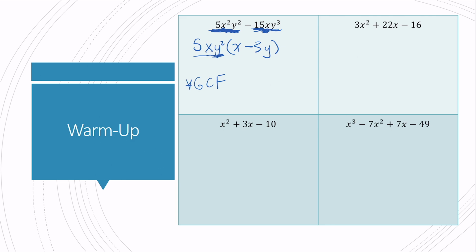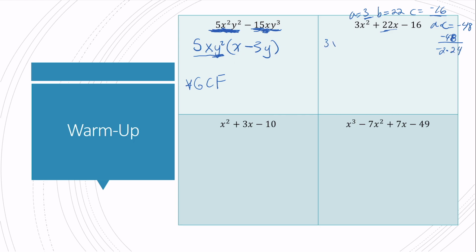In the second example, 3x squared plus 22x minus 16, we're going to have to find the factors of AC that add up to B. So let's get started by labeling our ABCs. A is 3, B is 22, C is negative 16. So A times C is 3 times negative 16, that's negative 48. And I have to ask, what are some factors of negative 48 that add up to 22? Well, how about negative 2 times 24?